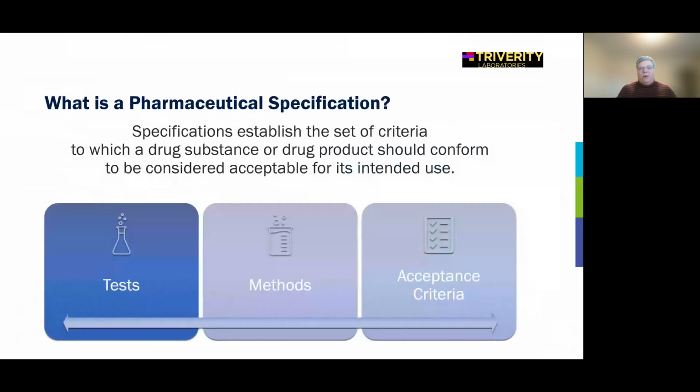So what is a pharmaceutical specification? Specifications establish the set of criteria to which a drug substance or drug product should conform to be considered acceptable for its intended use. So really it is the tests or the criteria or the parameters, however you want to call it, that you're testing. Then the methodology, a reference to the methodology that you're using, whether that's compendial or an in-house method, you need to state very specifically, this is the method that I'm going to use to test this. And then the acceptance criteria associated with each one of those tests.